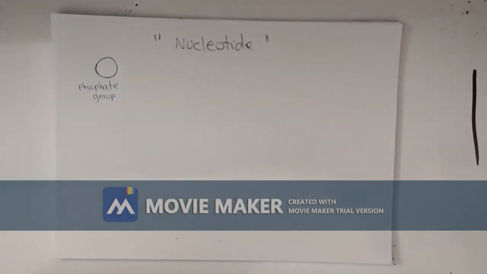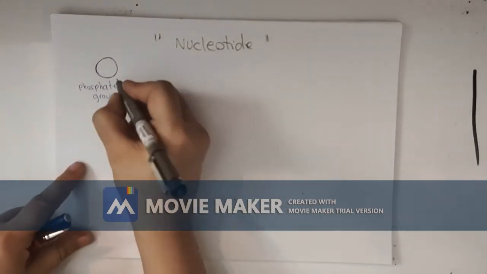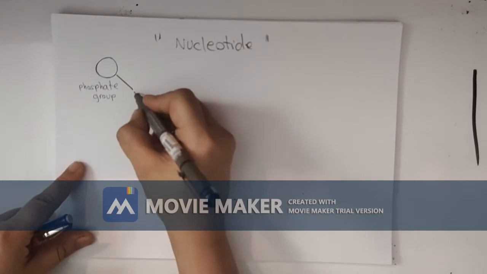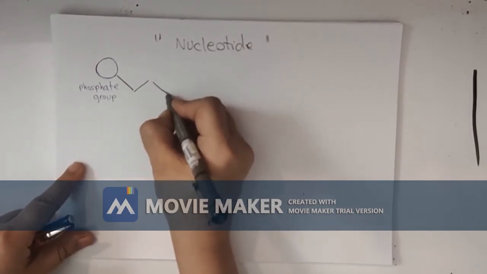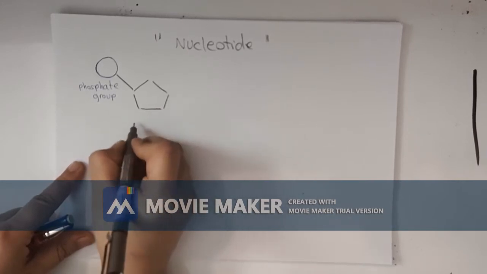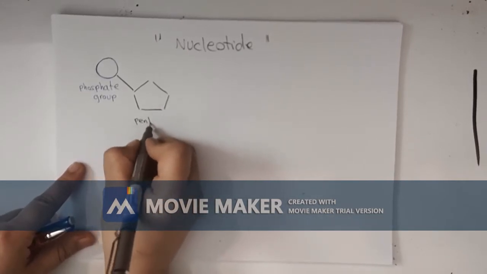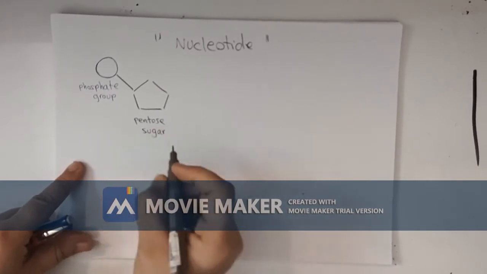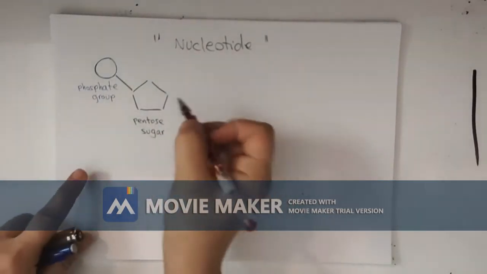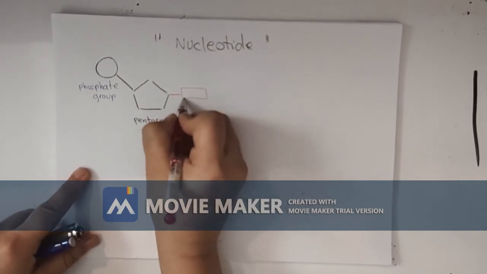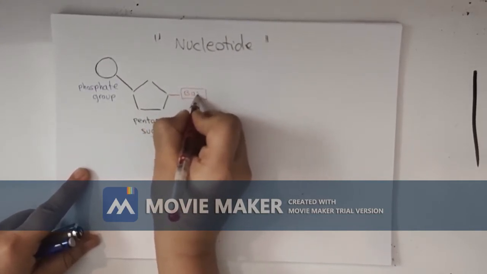Now this phosphate group is connected to a sugar molecule, the pentose sugar. This pentose sugar from one side is connected to a base. Okay?